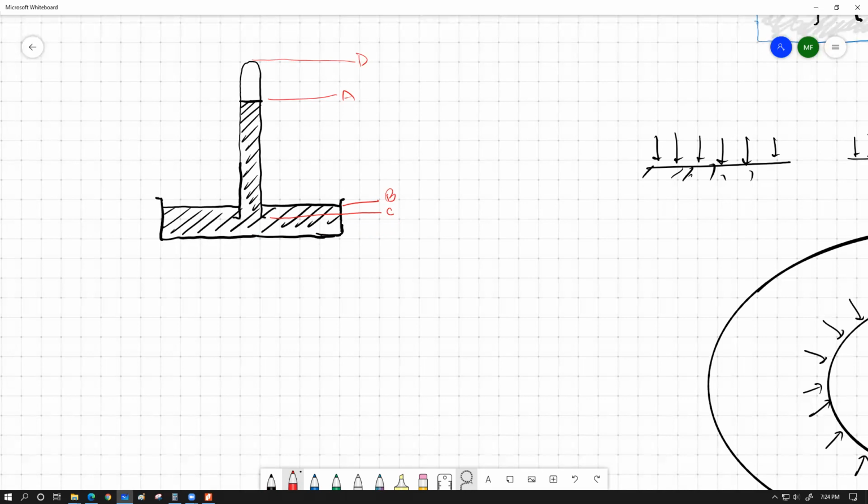A is the mercury level inside the test tube. B is the mercury level of the bath. And C is the end point of the test tube that is submerged within the mercury bath. Now comes the question.